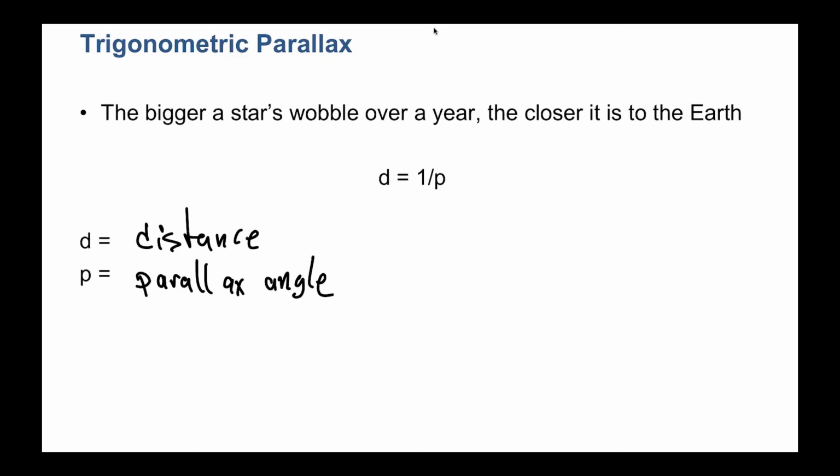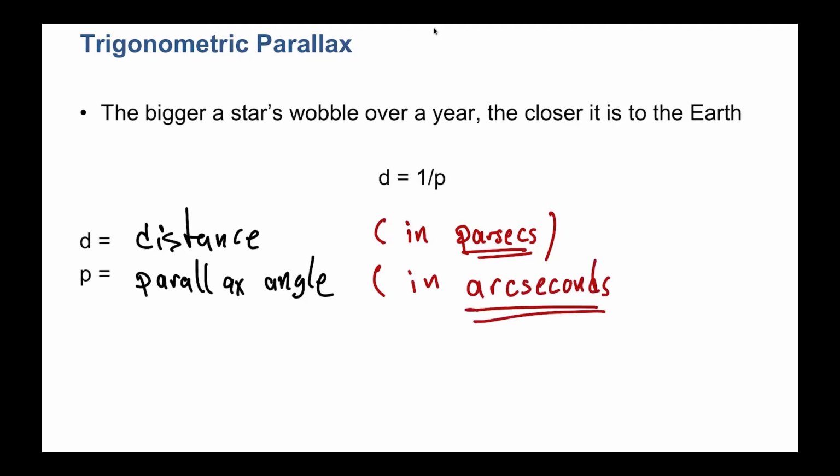Now, this is one of those equations where you have to use the right units in order to make it work. In this particular case, remember, like p squared equals a cubed in Kepler's laws, p had to be in years and a had to be in astronomical units. This is the same way. Distance in this case has to be in a unit called parsecs. And parallax angle has to be in a unit called arc seconds. So those aren't units you're familiar with, probably. So let's take a few minutes and try to understand what an arc second is, and that will lead into understanding what a parsec is.